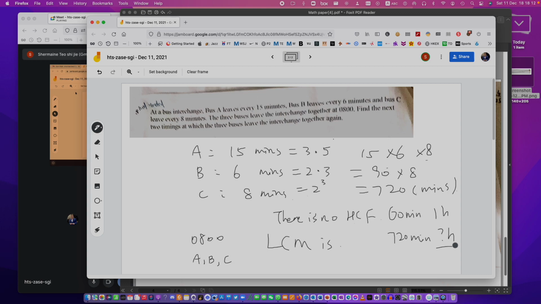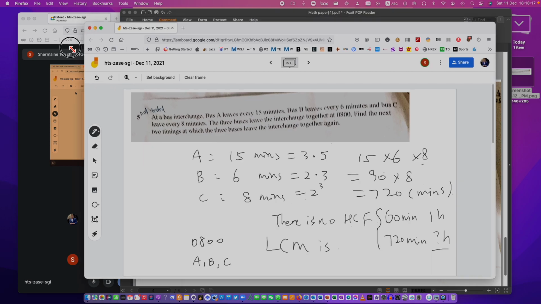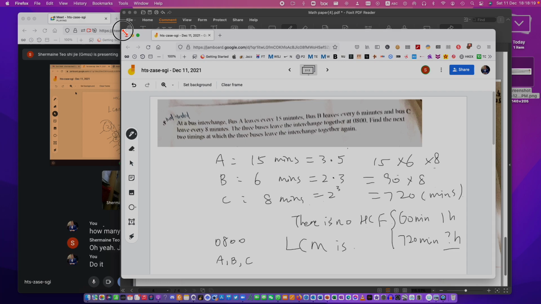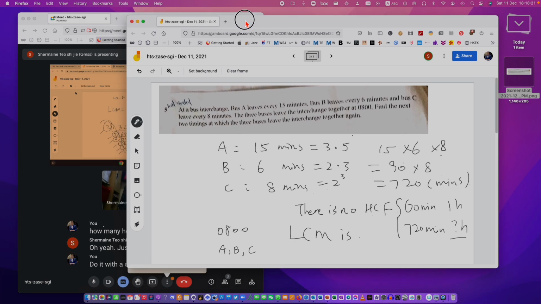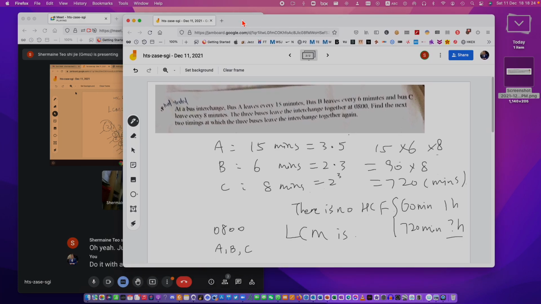Can you figure this out? Yeah. Do it with a calculator.